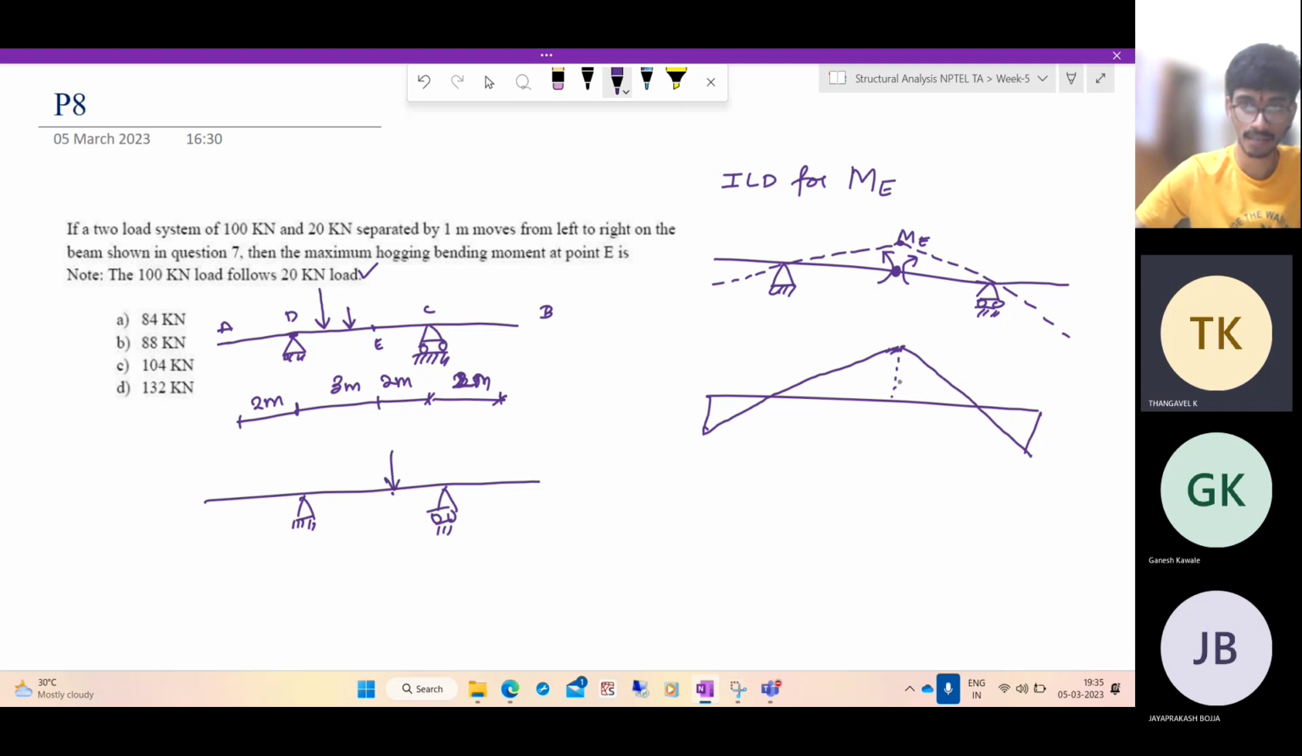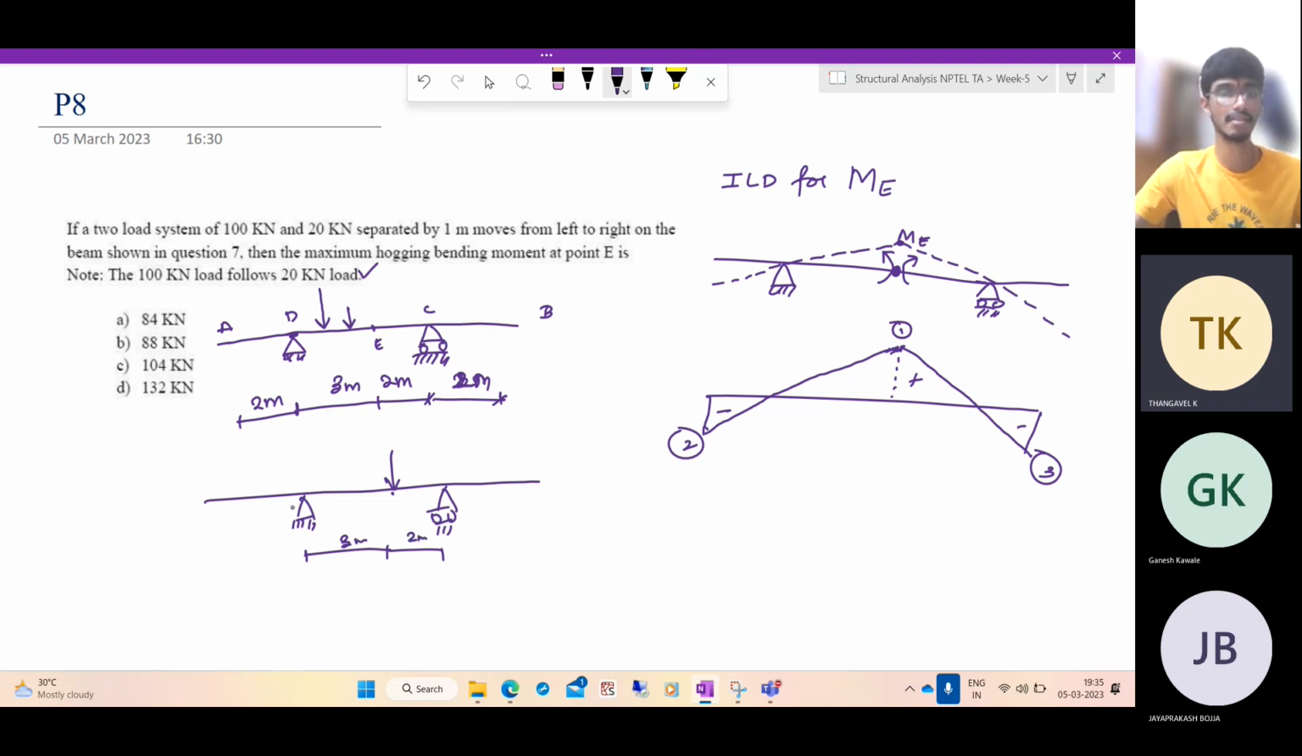This is positive, right? This is maximum positive. These are negatives. So maximum positive will occur when the load is here. Let us call these point 1, point 2, and point 3. So at point 1, what is the moment value? It is 3, it is 2.